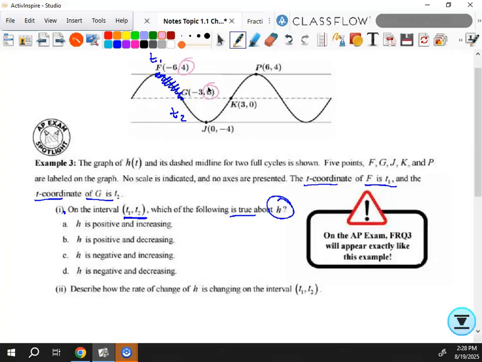Positive, because we don't include 0. It's not a trick or anything. So that means I can eliminate C and D, because the function is positive. Is the function increasing or decreasing? Decreasing. So my answer is B.